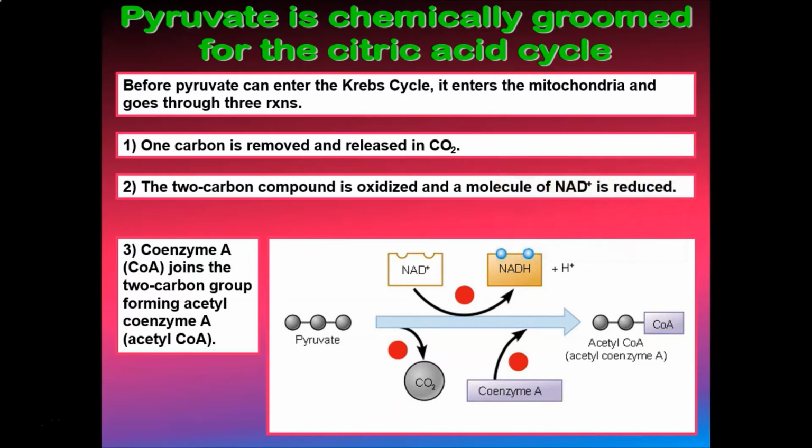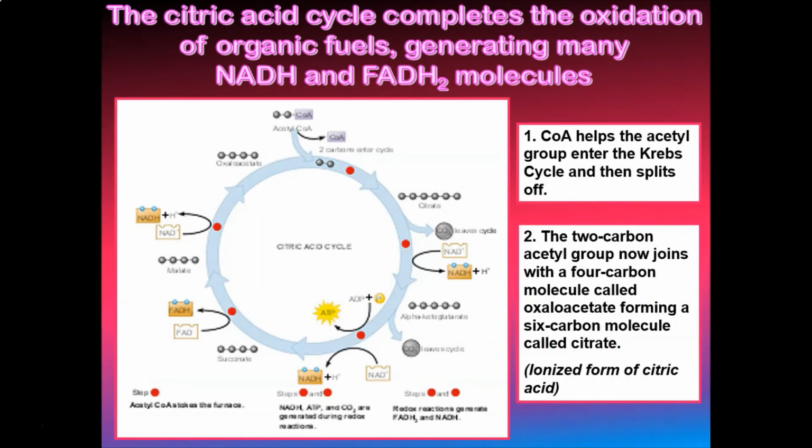But now that we have acetyl coenzyme A, we are ready to head to the main oxidation furnace of your cells, which is the citric acid cycle. The citric acid cycle completes the oxidation of organic fuels. By the end of this, as you saw when we drew our pictures together, you're not going to have anything left of your organic fuel.